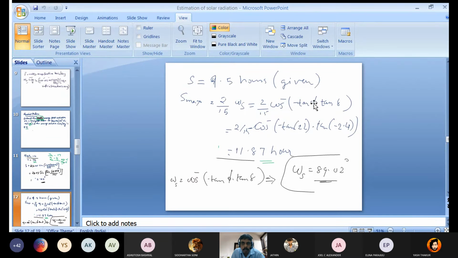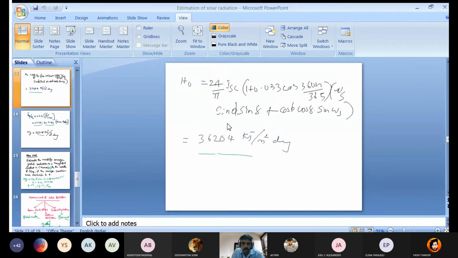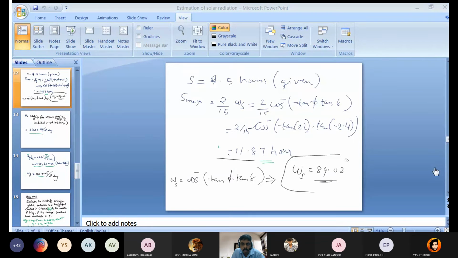Phi is given. What is phi? Latitude. Baroda, 22 degree given. Delta we have calculated, minus 2.4. So you will get S max easily, 2 by 15 into cos inverse of minus tan phi tan delta. So 11.87 hours you are getting.